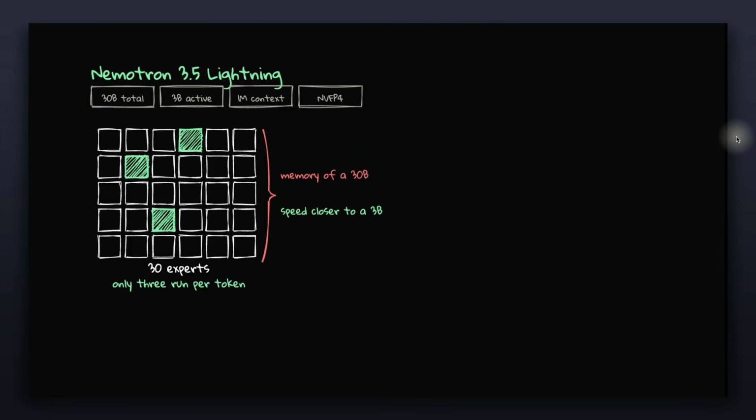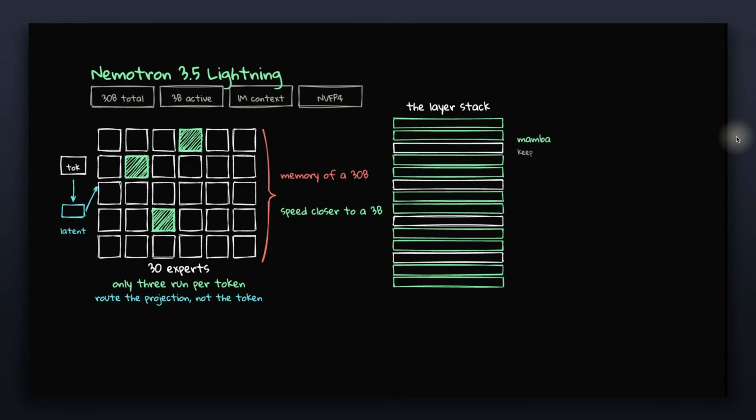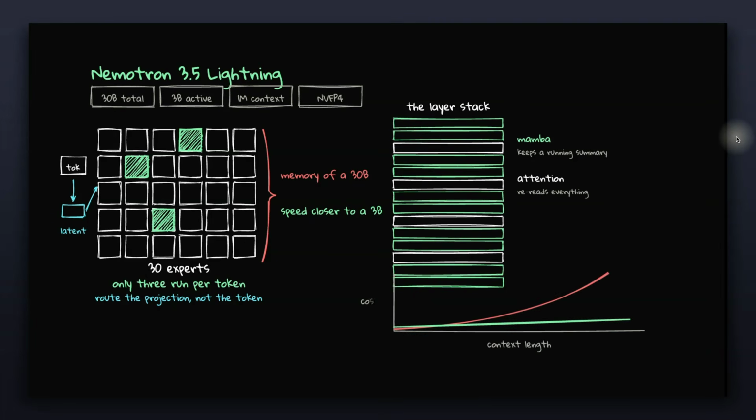Now, Lightning projects any incoming tokens into a smaller latent space and then routes them into one of those active experts. It calls this latent MOE, and the claim is better accuracy per byte. Now, architecturally, it's a hybrid between Mamba and Transformer. Because of this, they are able to preserve that 1 million context window much more effectively.